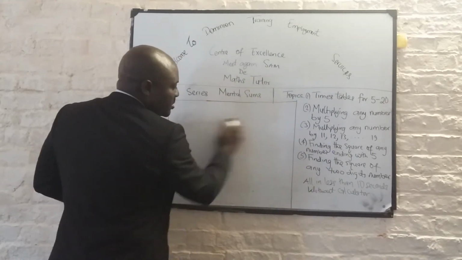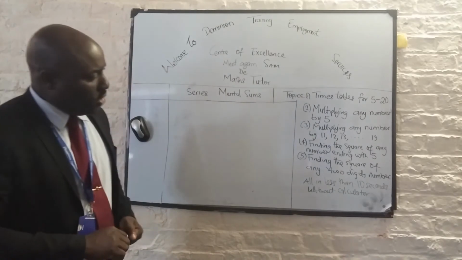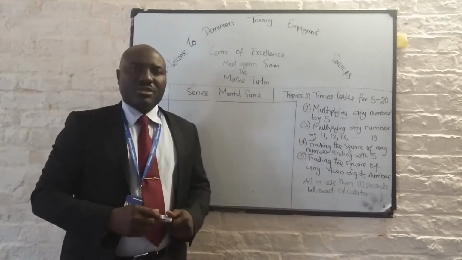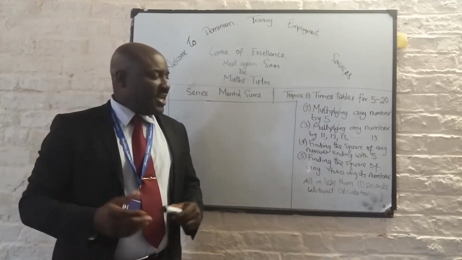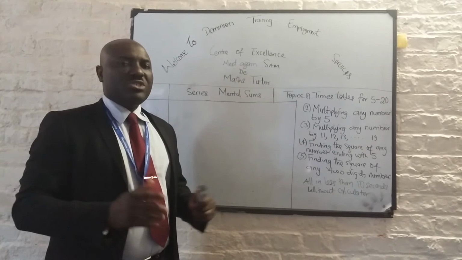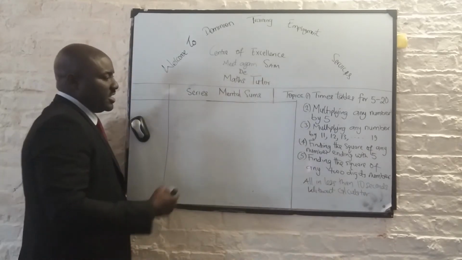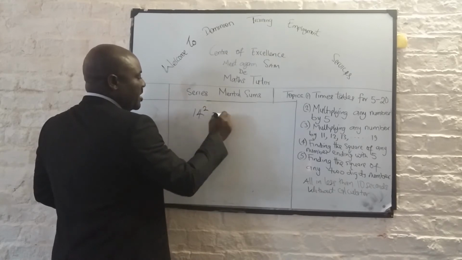Now, we are going to the last phase of the lecture for today by finding the square of any 2-digit number. Finding the square of any 2-digit number at all. Let's see, like 14. 14 squared.